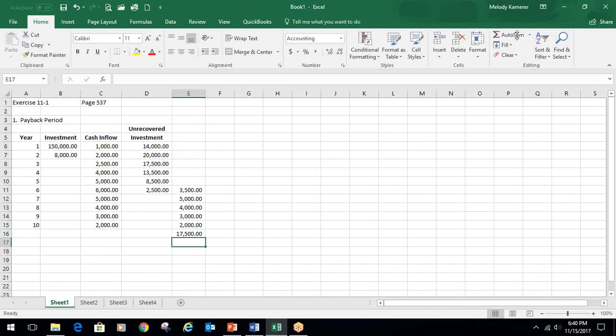So question 2 said, would the payback period be affected if the cash inflow in the last year were several times as large? No, the payback period would not be different because we have paid back our investment prior to that last year of inflows.